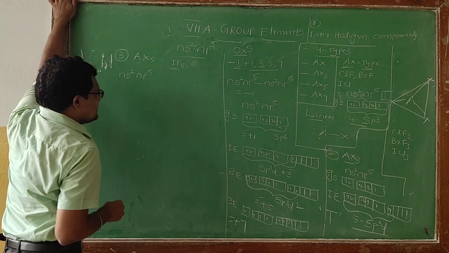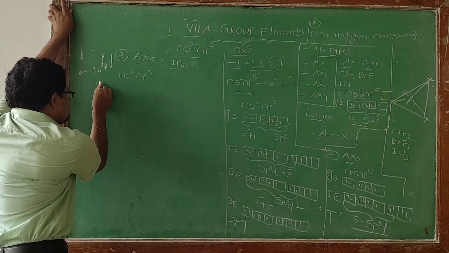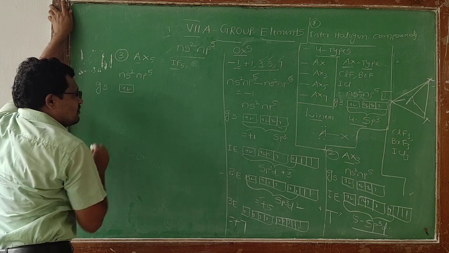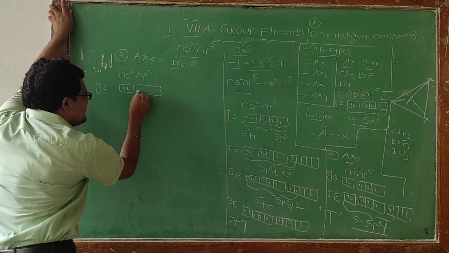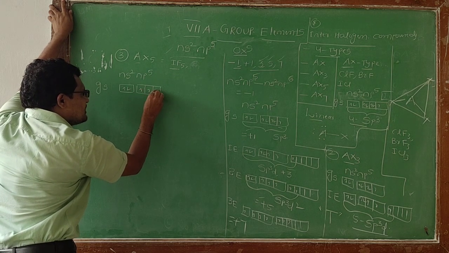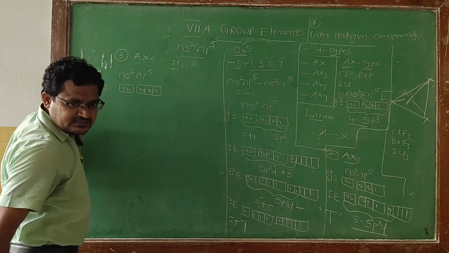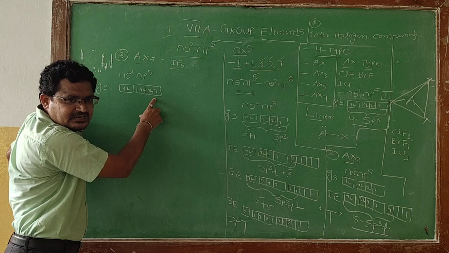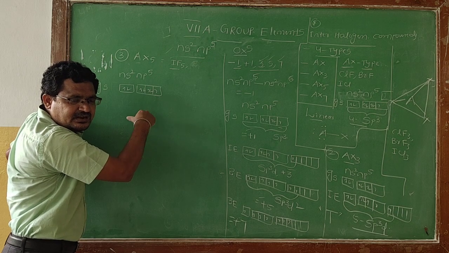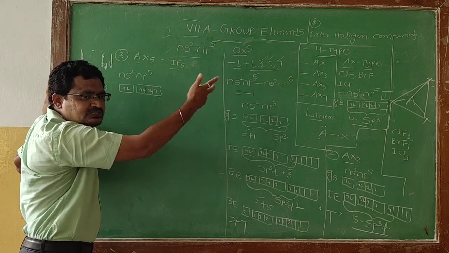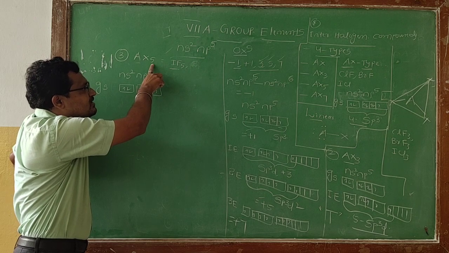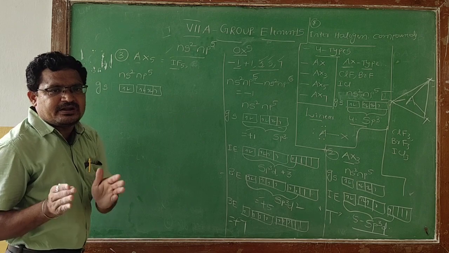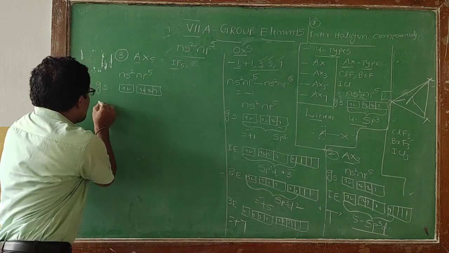ns2 np5. Now what happened? First, the ground state. In the ground state, S contains 1, 2, and P contains 3 orbitals and 5 electrons. But in the ground state, how many unpaired electrons are there? Only 1 unpaired electron is there. The remaining unpaired electrons come in the first excitation state. Due to what? 5 fluorine is there. That 5 fluorine means hybridization simply depends upon unpaired electrons.